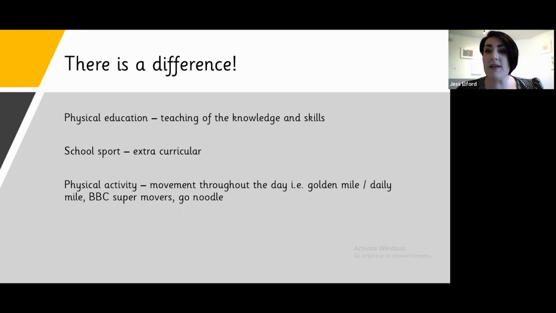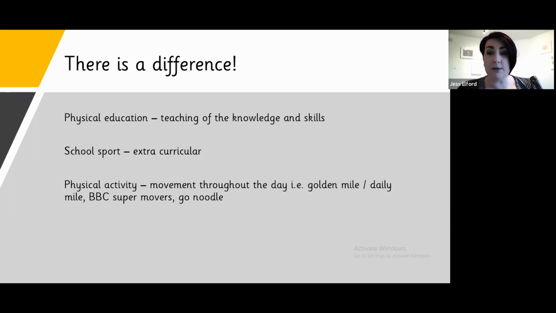School sport, think of that as your extracurricular offer. So your extracurricular clubs, your sports activities, your tournaments, anything you do outside of the physical education environment. And physical activity is your movement throughout the day. So think of things like your school might be doing a golden mile or a daily mile. Things like BBC Super Movers counts as physical activity, and Go Noodle as well.